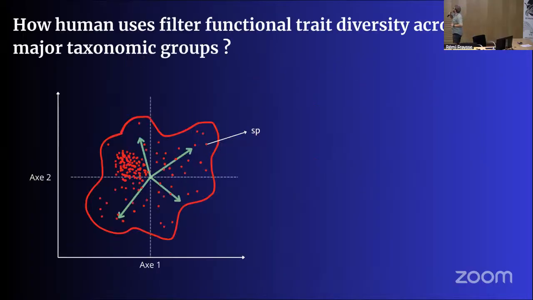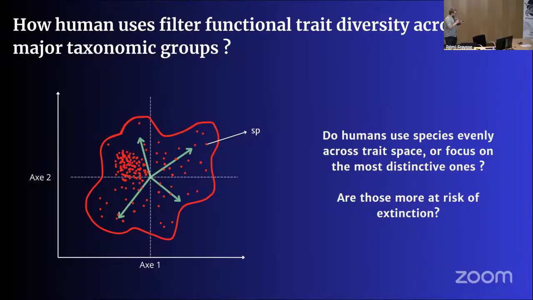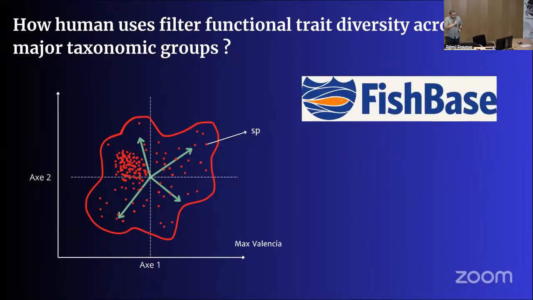Now that we have this in mind, the question is how human uses filter functional trait diversity across the major taxonomic groups. Do humans use species evenly inside the morphospace, or do we focus on the most distinctive ones? And are those most at risk of extinction? We use freshwater fish species as a model, and we use the FishMorph database.